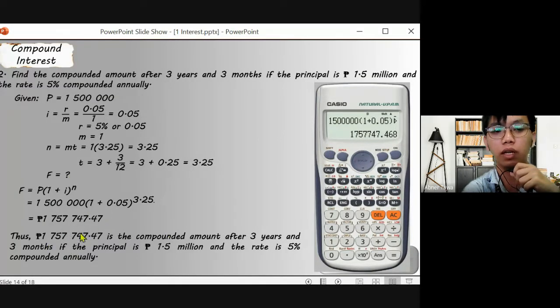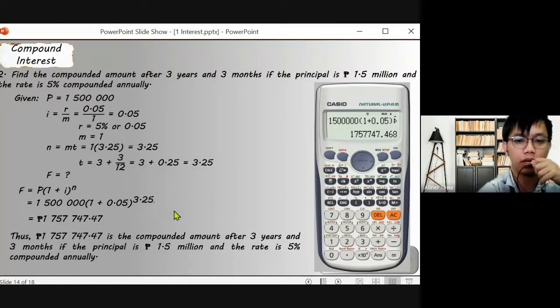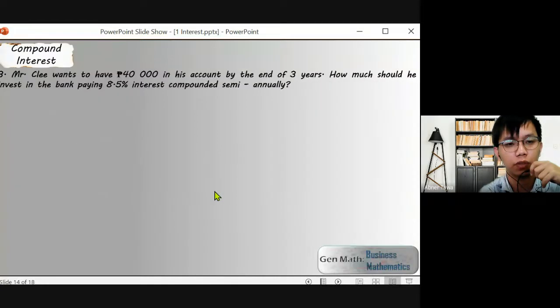And to finally answer the problem, we're going to observe the conclusion. Okay, so that will be our second example. Do you have any clarifications or questions? Okay, so pag wala, let's proceed with the third example.